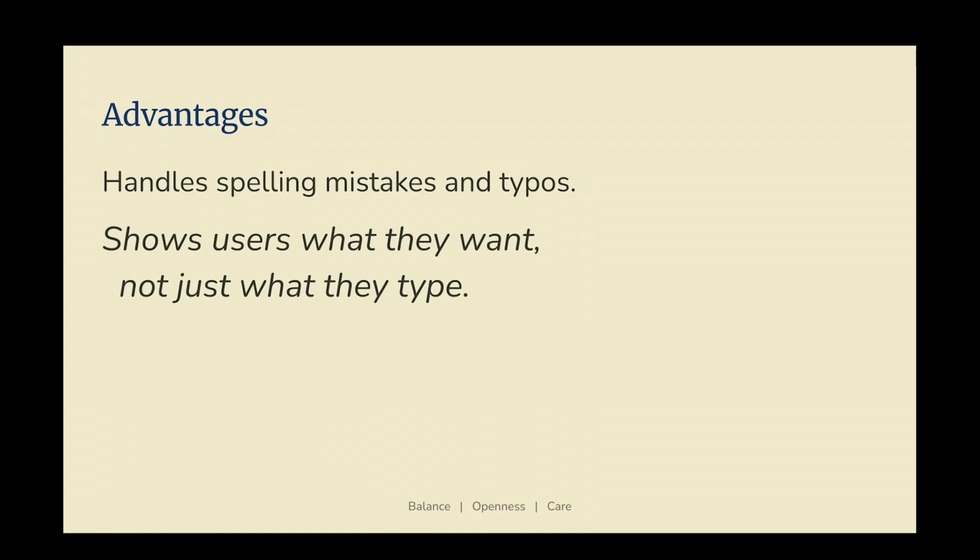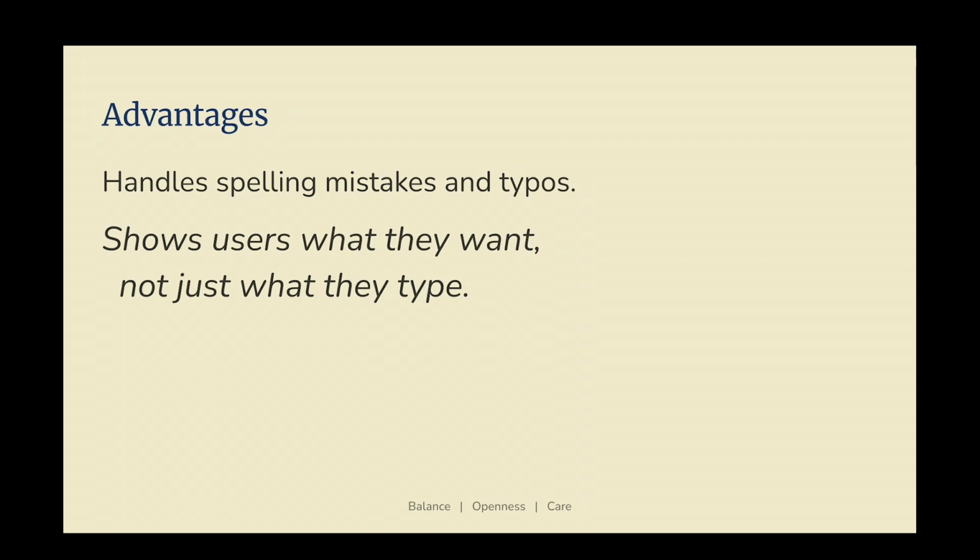It also handles things like spelling mistakes and typos. If you make a typo, it'll say, did you mean to search for this? And then give you an option to go right to that search. Or it might just say, I think you really just meant this, and give you the search results for that instead, because the original search didn't have any results.